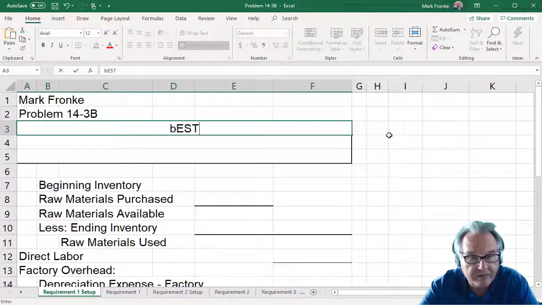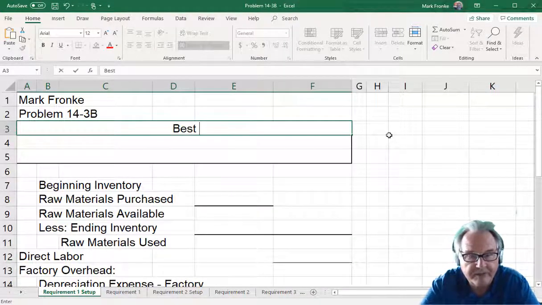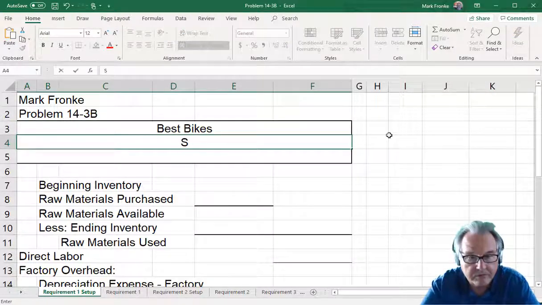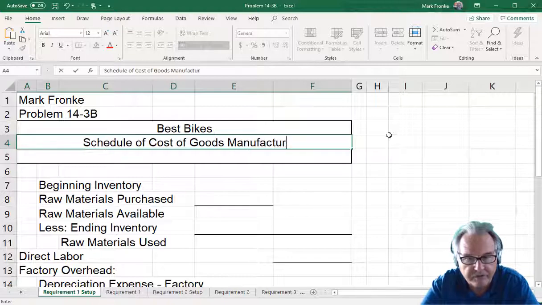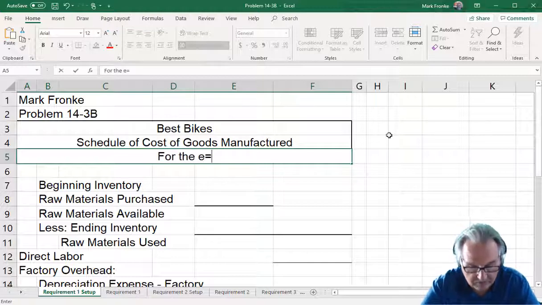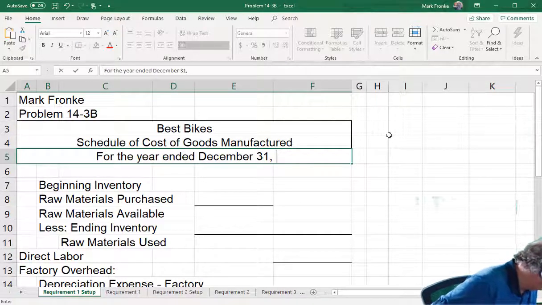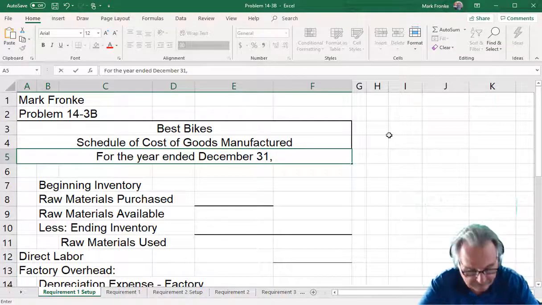This is Best Bikes schedule of cost of goods manufactured. And this is for the year ended December 31. Did they give us a year in the book? 2019.